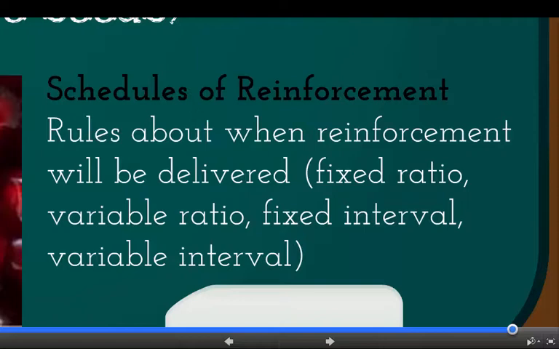And then the other 2 basic schedules are what's referred to as fixed interval and variable interval. These are time-based schedules. What that means from a fixed interval standpoint is that a fixed amount of time has to elapse, and then the first response after that will result in the delivery of reinforcement. Or if it's variable interval, then a varied amount of time has to elapse, and then the first response after that results in the delivery of the reinforcer.